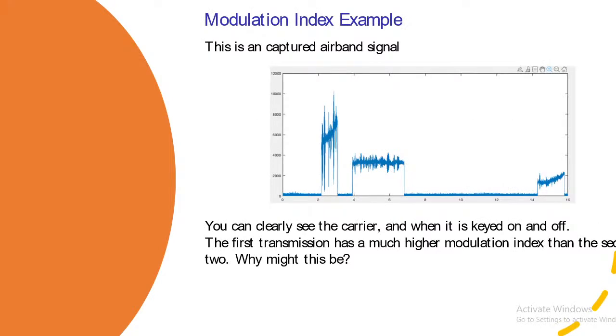This gives an example. In this, you can see the received signal with modulation index. You can see the carrier, when it is keyed on and off. The first transmission, the left one, has a much higher modulation index. After that, the modulation index goes down compared to the second one. Now, after that, the next one goes down. Why does this happen? That is the question. Think of this. If you cannot find the answer, ask me in the next class. Why does this happen? Next.